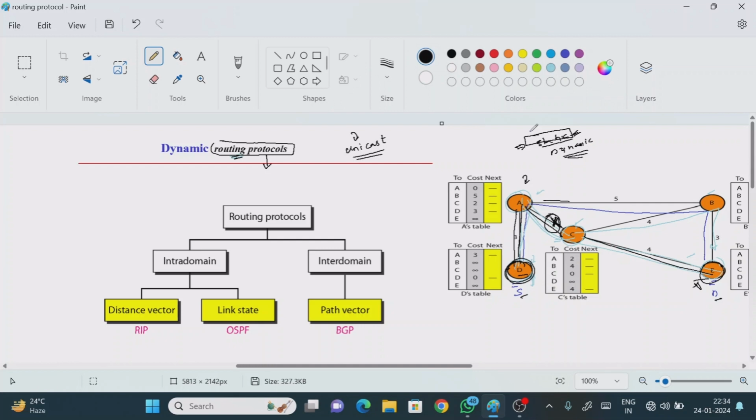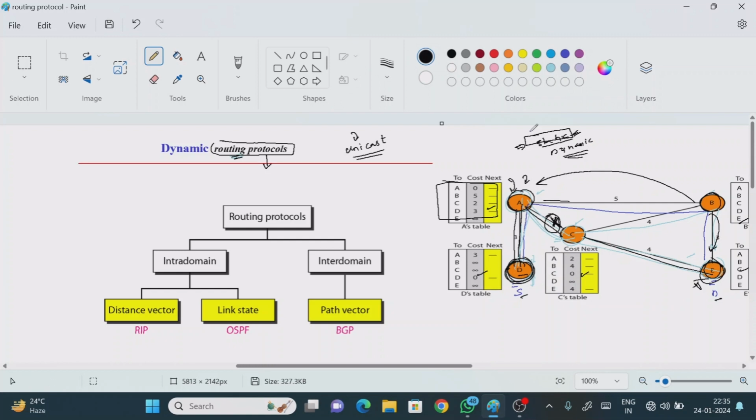What is the meaning of dynamic routing protocol? Each router will have a database, right? This database will be exchanged. For example, D has a database, or we can call it the routing table. A also has a routing table. It means that each router will have a routing table. This routing table will be exchanged with other routers. It may be a neighboring router, which completely depends upon the routing protocol. After exchanging, it is going to calculate by comparing another router's routing table with its own routing table.